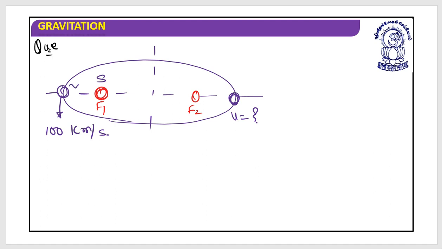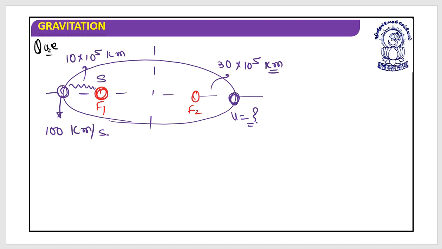One more thing. They have given that the distance here is 10 into 10 to the power 5 kilometer, and this is 30 into 10 to the power 5 kilometer. This is a purely hypothetical situation, but what I want is the velocity at this point.